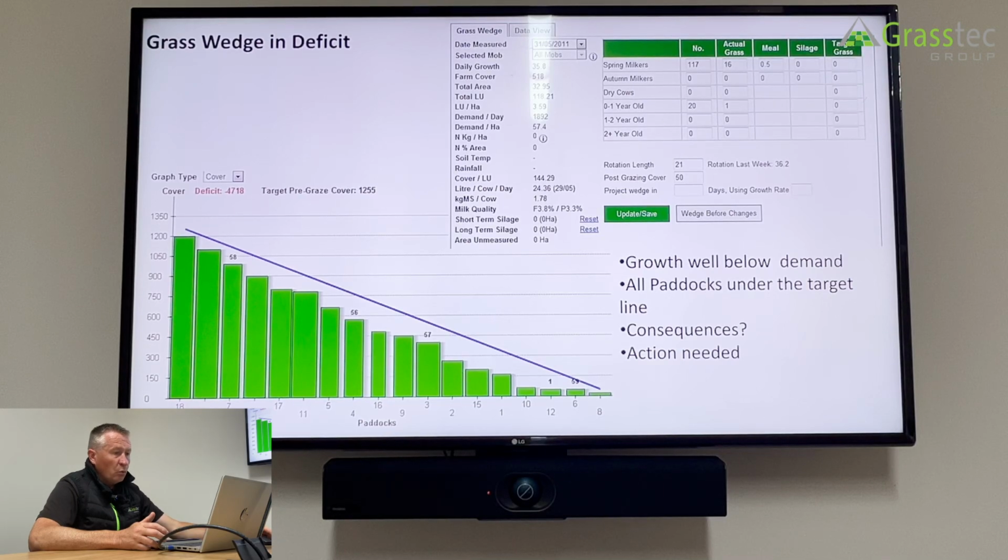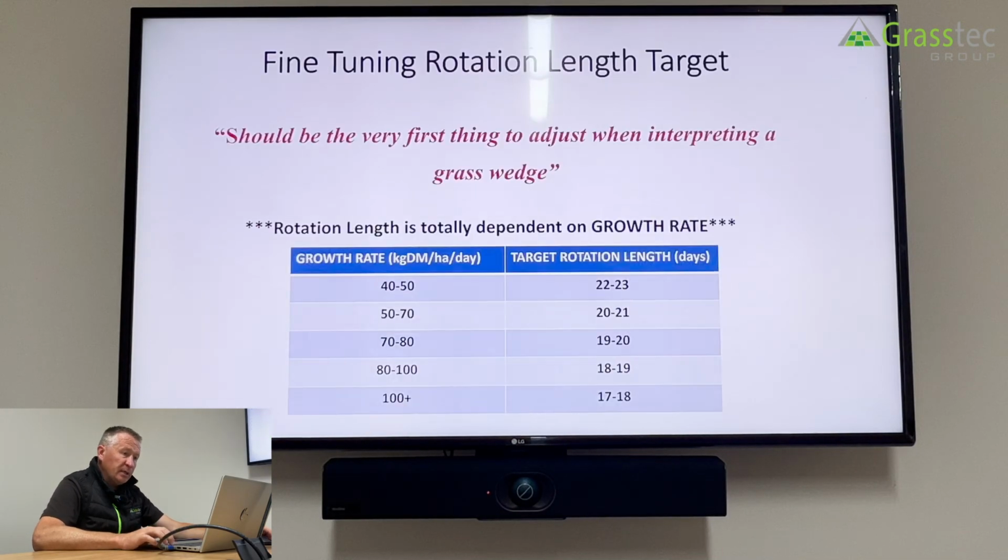One very important thing in interpreting a grass wedge is really the first thing that you should look at, and adjust.